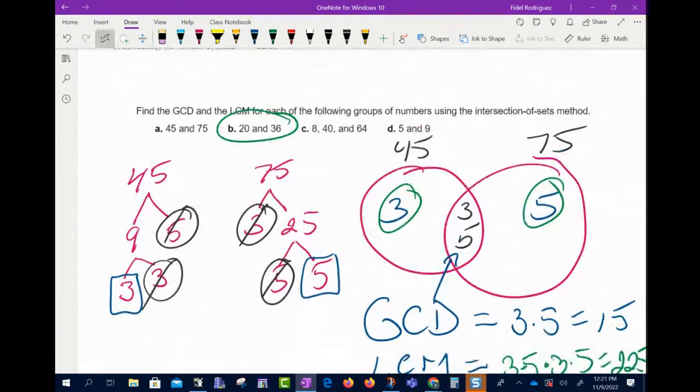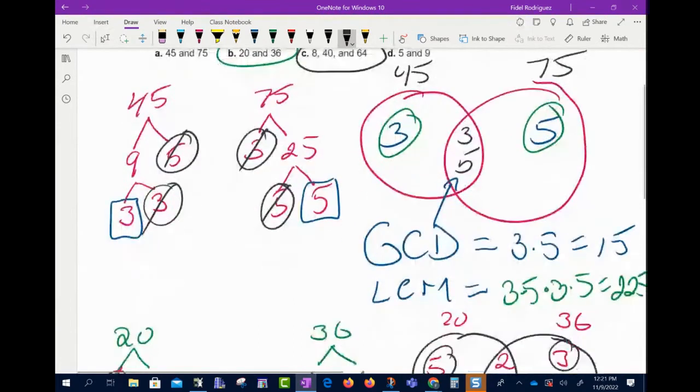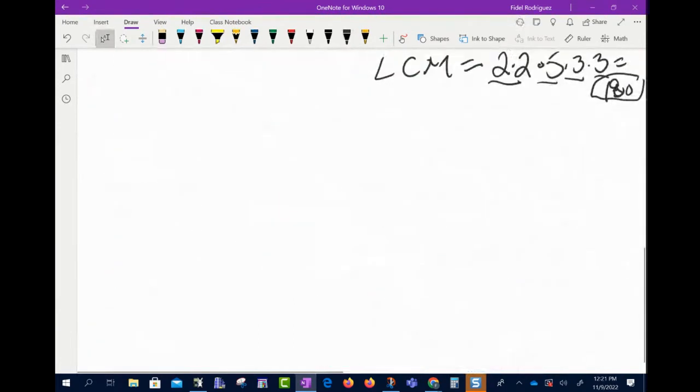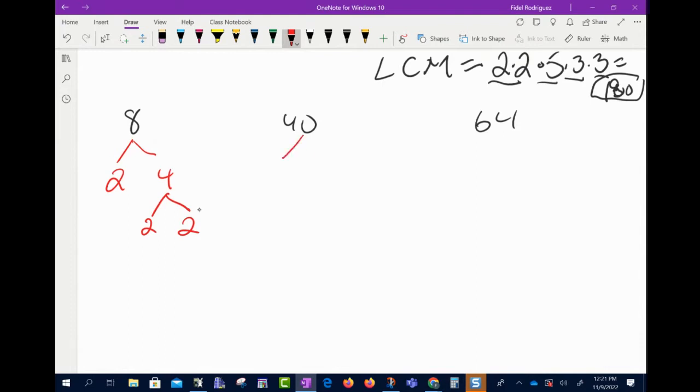We got a couple more. So we have 8, 40, and 64. Okay, so again, I'm going to break down the number 8. So when I think of 8, I think of 2 and 4. But when I think of 4, I think of 2 and 2. Okay. When I think of 40, I think of 4 and 10.